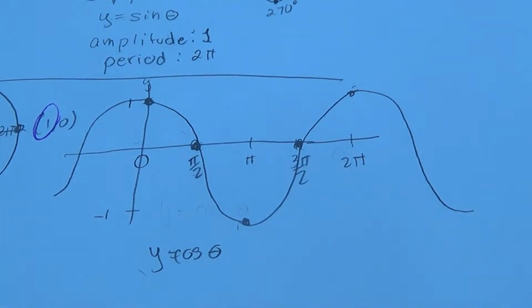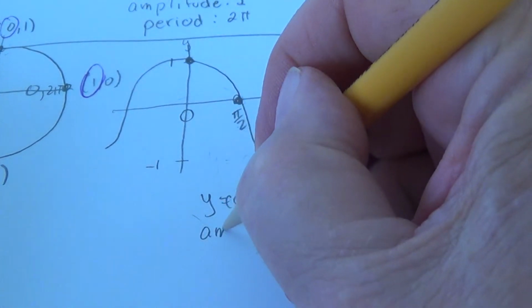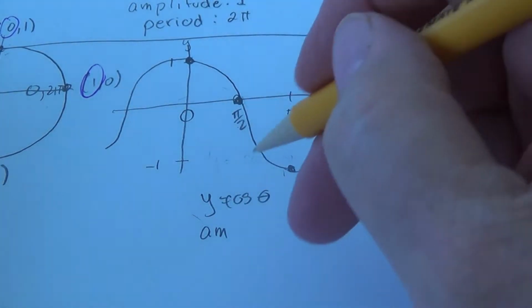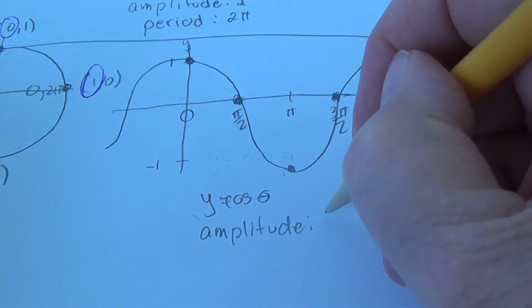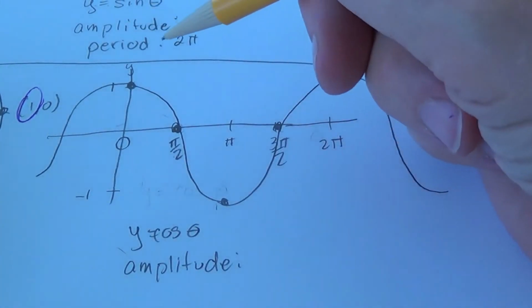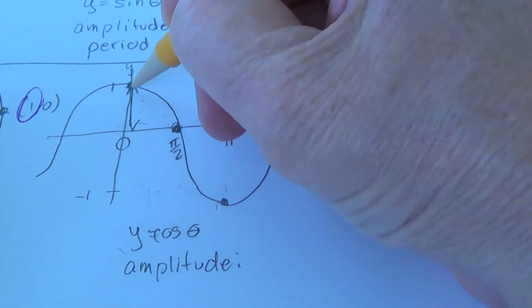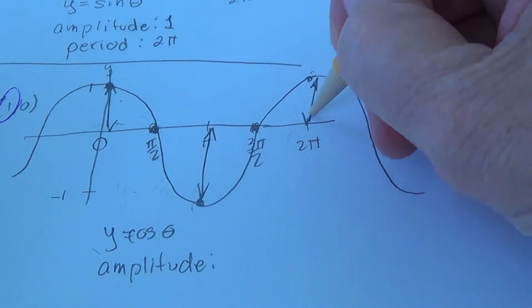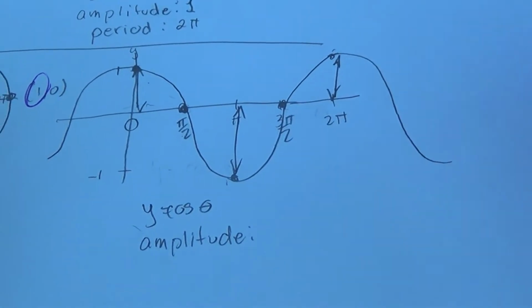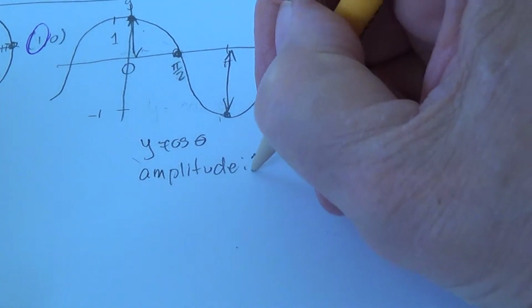All right, so let's investigate the amplitude. The amplitude is going to be the distance again from the center line to the highest point. So what's the distance here? Or we can look at the distance here, or we can look at it here. All of those are amplitudes, and they're the same, they're 1.